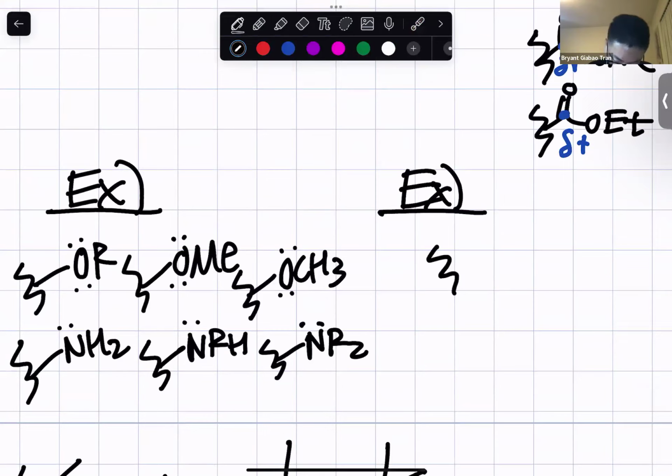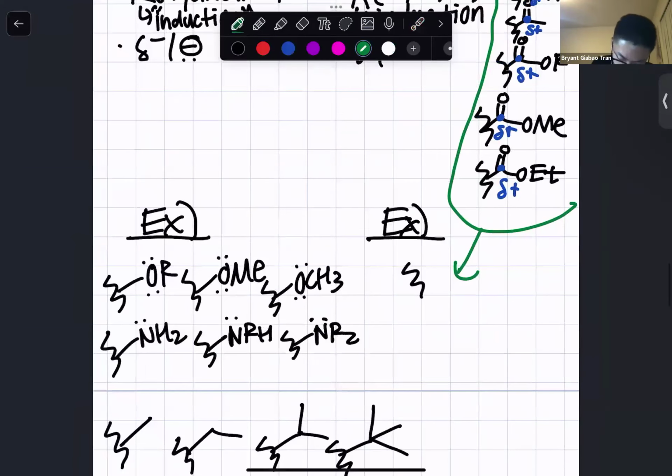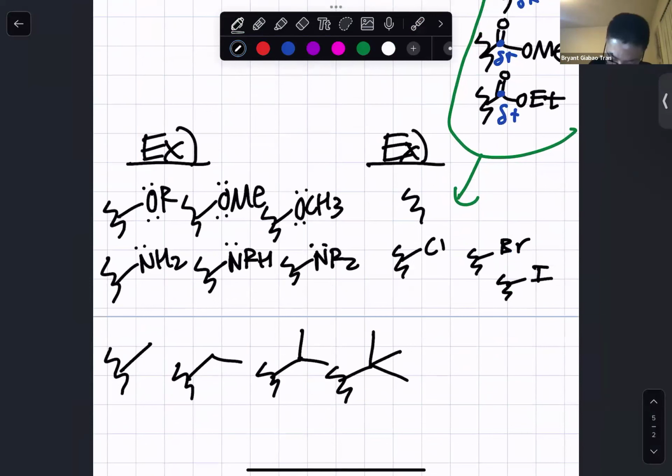For EWGs, it's going to be all of this here for the carbonyl. Chlorine, bromine, iodine, and this is the important thing here.